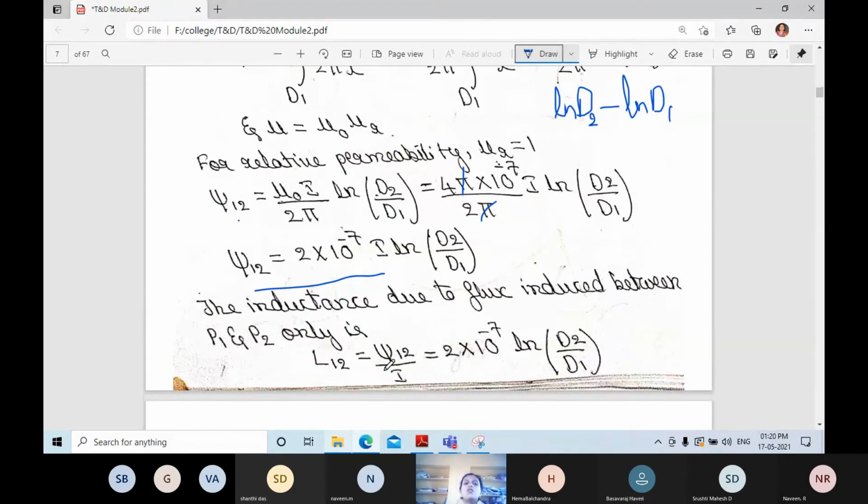P1 and P2. Okay. So L12, inductance, is equal to flux linkage divided by current. So L12 is equal to psi12 divided by I. So here I gets cancelled. So you will get the final 2 into 10 to the power of minus 7 into ln d2 divided by d1. This is the inductance due to flux induced between point P1 and P2.